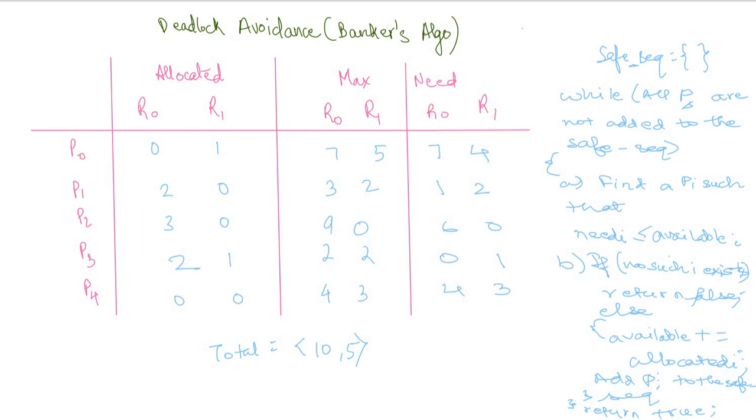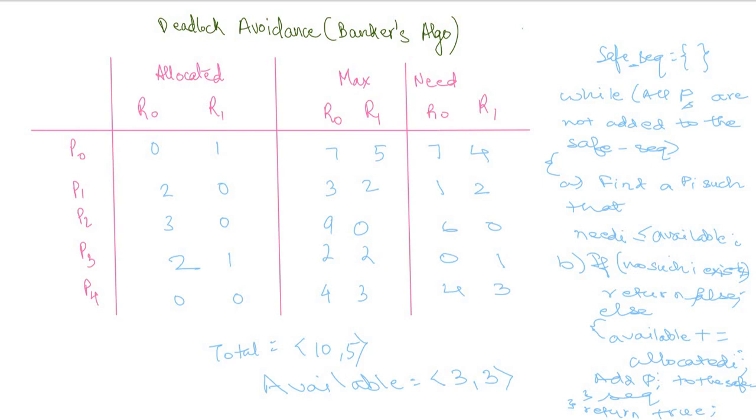Now let's see what this code says. While all processes are not added to the safe sequence, find a process Pi such that need i is less than or equal to available. In the previous section we saw that available was 4 3, but since we allocated 1 0, it now becomes 3 3. We can calculate it from here: R0 total is 10, and since we've allocated 1 more, 2 plus 3 plus 2 becomes 7, so 10 minus 7 becomes 3. So 3 3 is available.